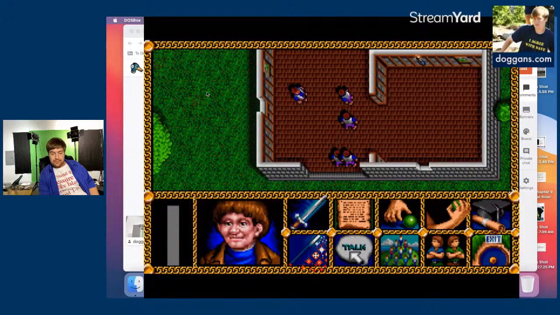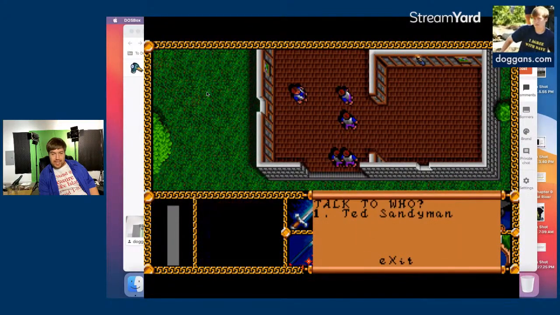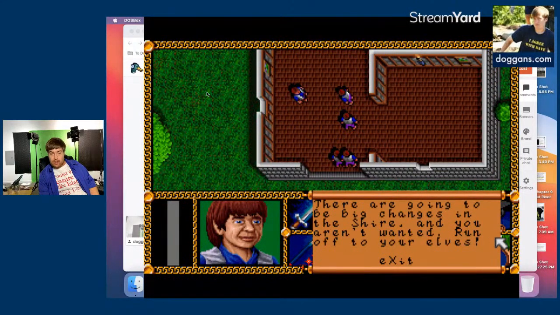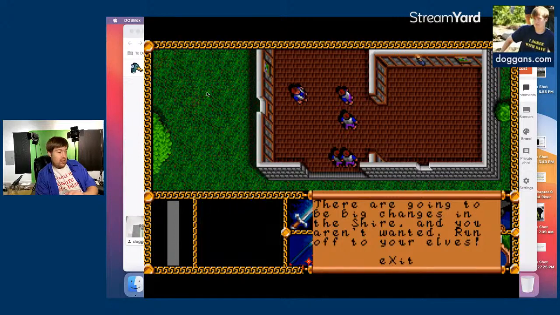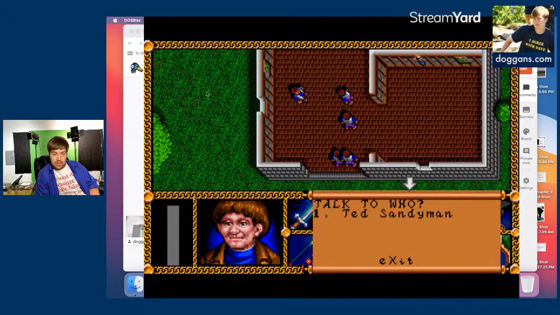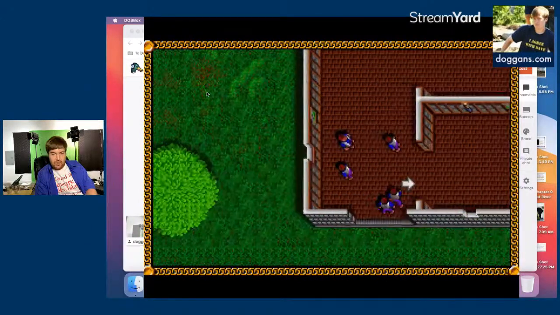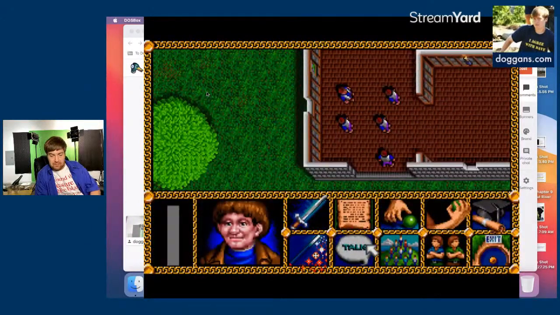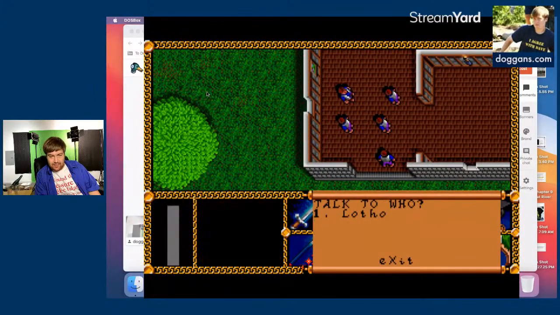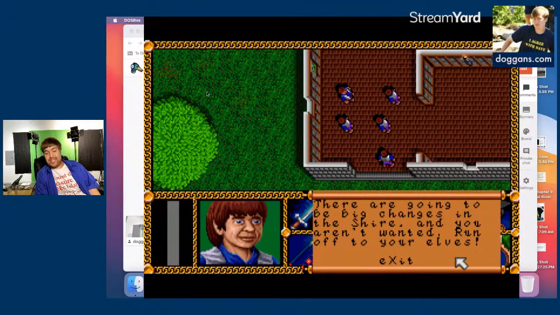Talk. Ted Sandyman. There are going to be big changes in the Shire, and you aren't wanted. Run off to your elves. Also, I look exactly the same as all the other Hobbit extras, even though I'm the real asshole. Okay. Sandyman has nothing else to say. What does Lotho have to say? Same exact thing. Lotho looks exactly the same, speaks exactly the same.